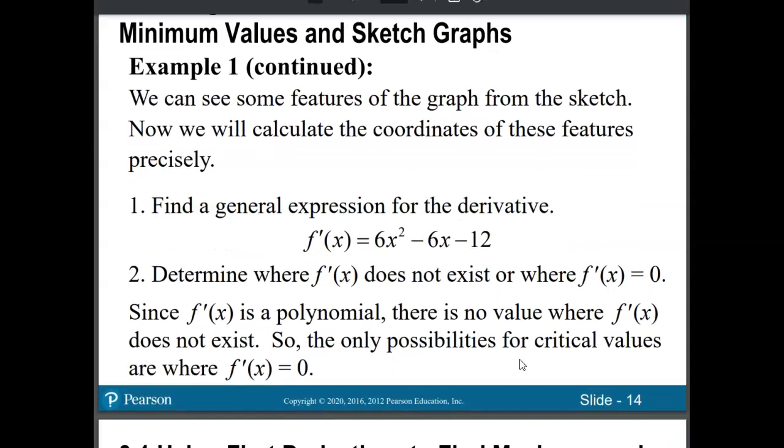If we had to calculate those exact values without using our calculator, we would start by finding our first derivative. The first derivative of that function would be 6x squared minus 6x minus 12 by the power rule. Then you take your first derivative and figure out where it does not exist or where it equals 0. Those are the two possible places for a critical point to happen. This will always exist, because there's no x values you could plug in and get an undefined value, so we only worry about what happens when it equals 0.